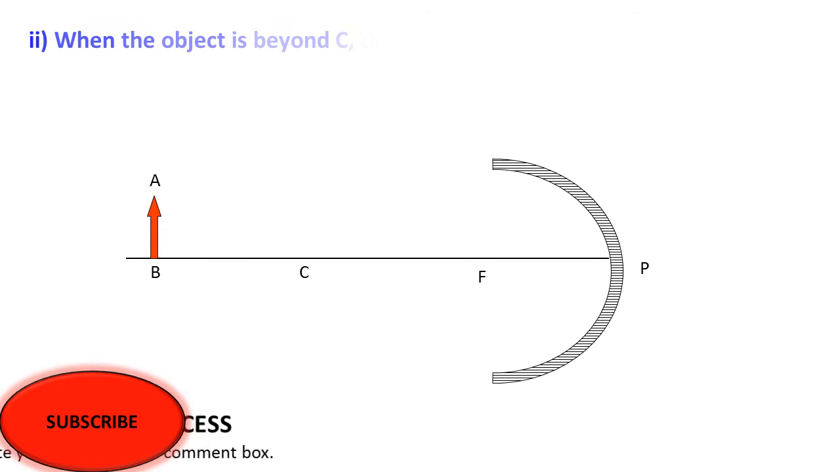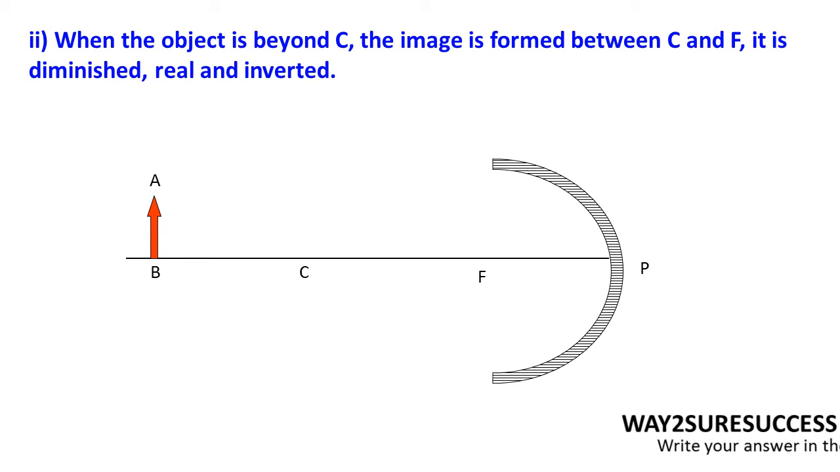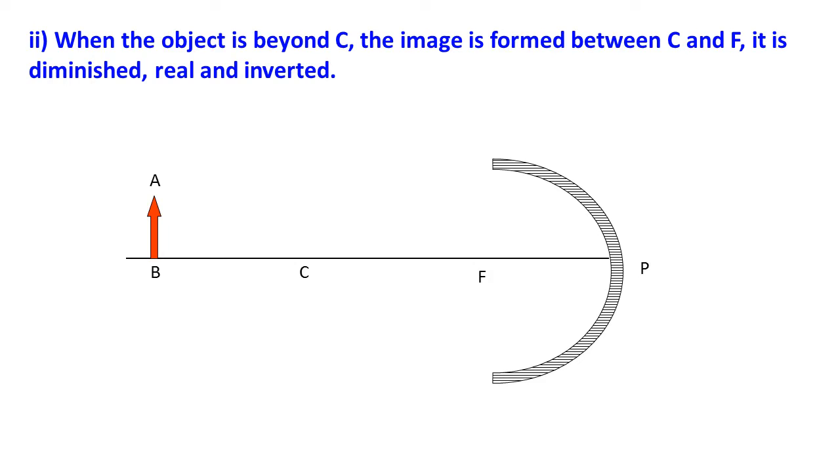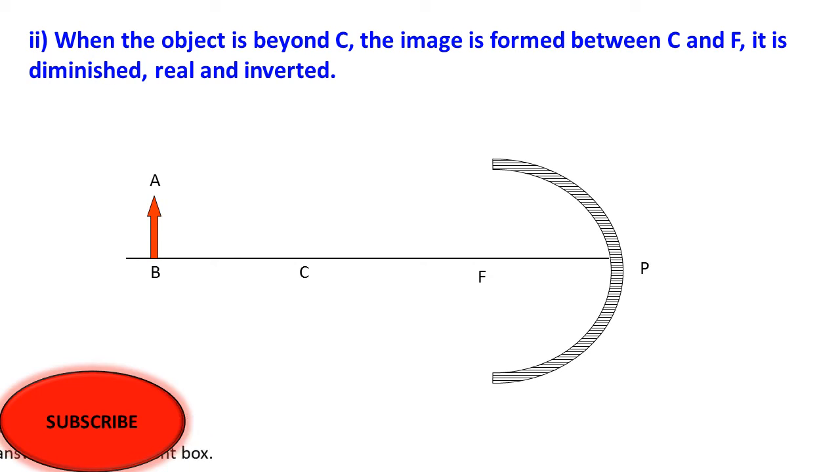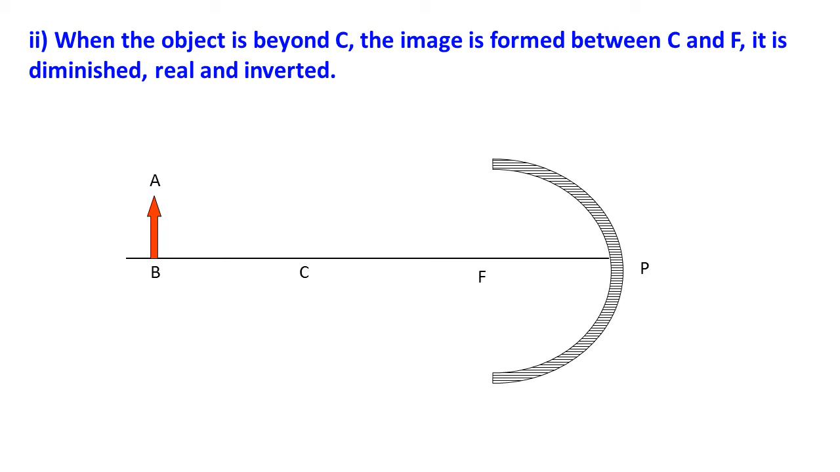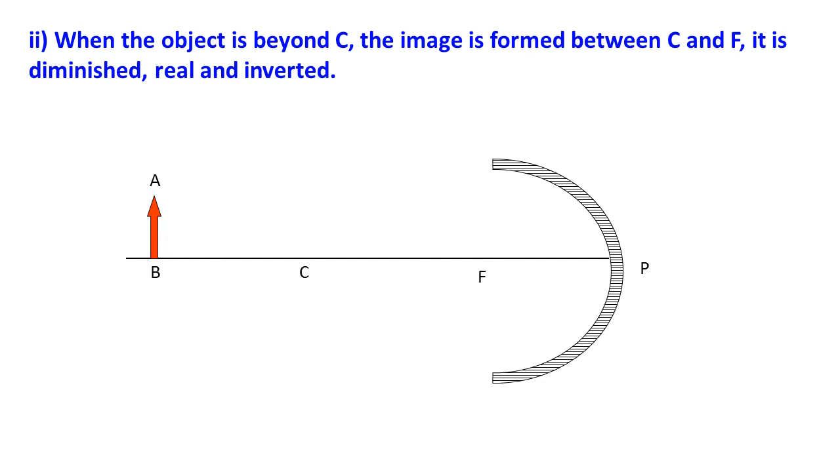Now the second diagram, when the object is present beyond C, means center of curvature. Let's draw the diagram. At first draw a concave mirror, draw the principal axis through the pole, and beyond the center of curvature place the object, that is AB. It is drawn here in the diagram.